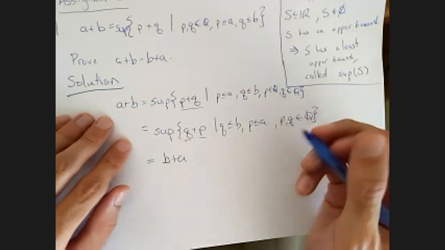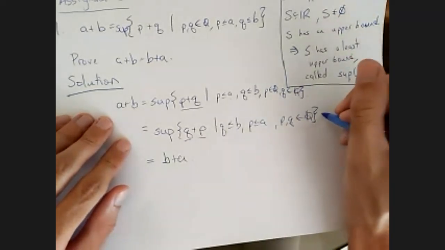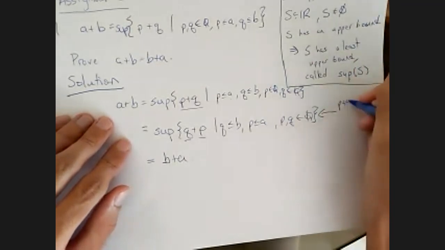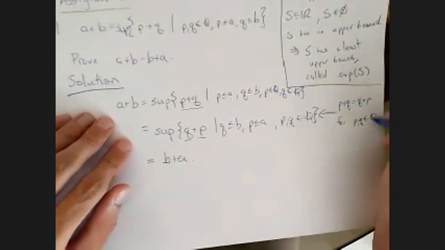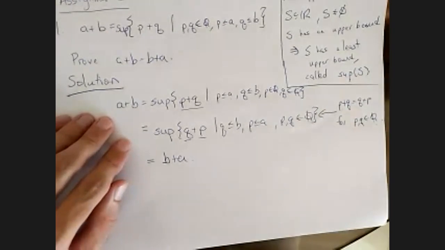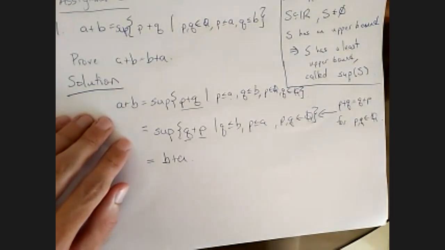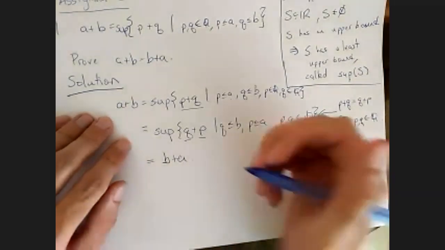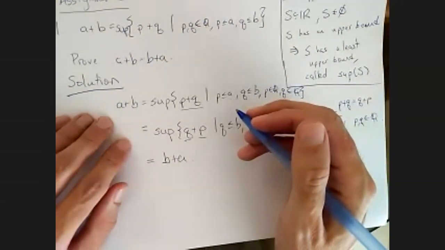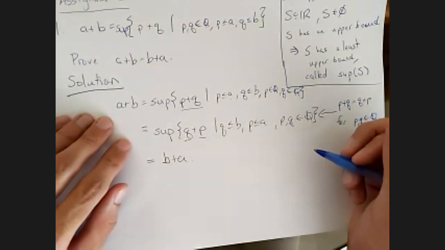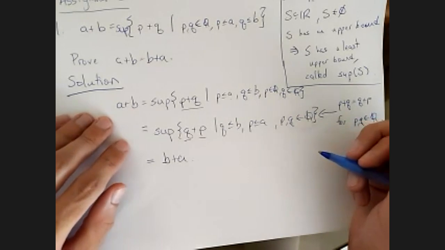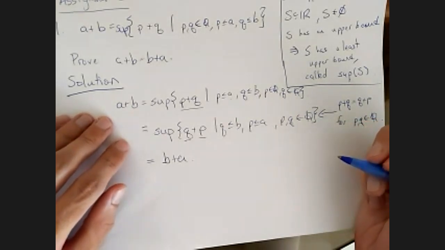I guess I need to add in some justification. The main justification I need is that P plus Q equals Q plus P for P and Q in the rationals. So this is a kind of routine thing. And you can guess that a similar thing is going to happen for proving that 0 is the additive identity, or proving that additive inverses exist, and so on.